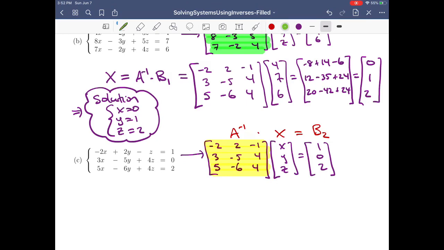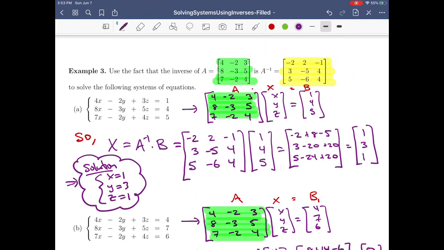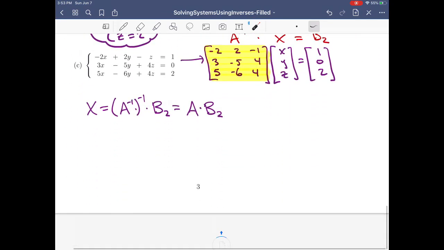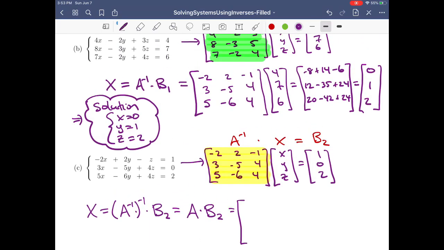Okay, so I should be able to solve this. So X should be the inverse of my A inverse times my B2. Now A inverse, the inverse of this is just A. So they're inverses of each other. So I just have to multiply by A this time instead of A inverse. So that's going to be 4, -2, 3, 8, -3, 5, 7, -2, 4. And I want to multiply by 1, 0, 2.